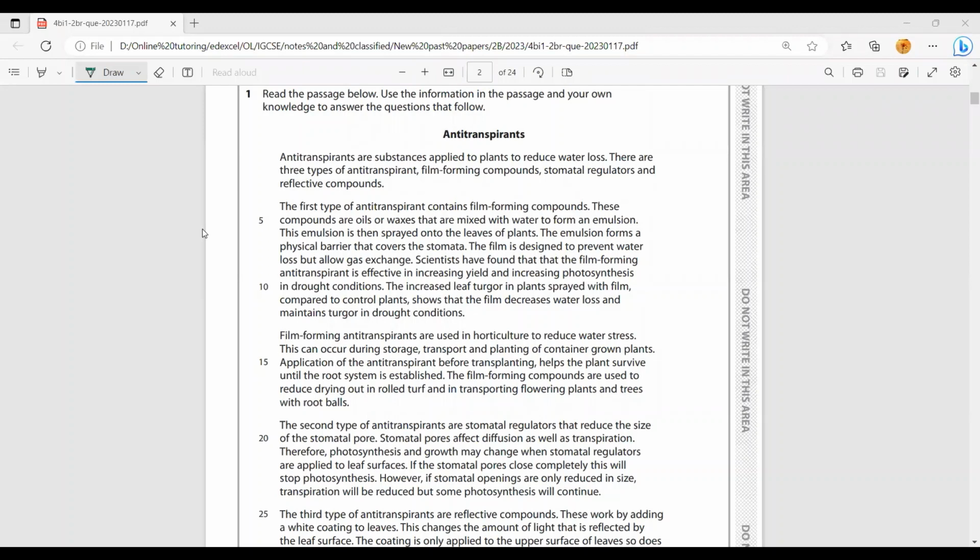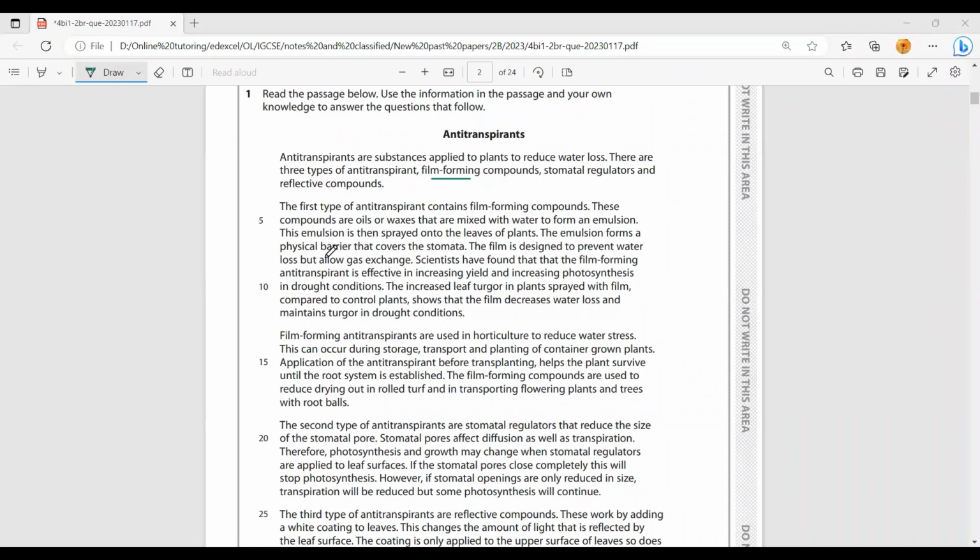Anti-transparents are substances applied to plants to reduce water loss. Okay, جاية من طبعا to reduce transpiration. There are three types of anti-transparents: film-forming compounds, stomatal regulators, and reflective compounds. The first type of anti-transparent, اللي هو ده, film-forming compounds.